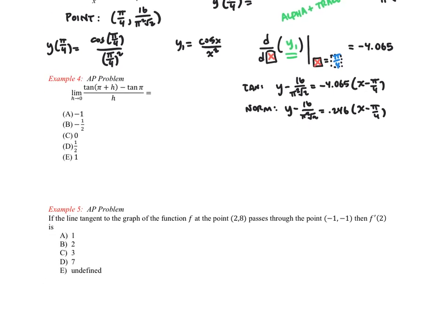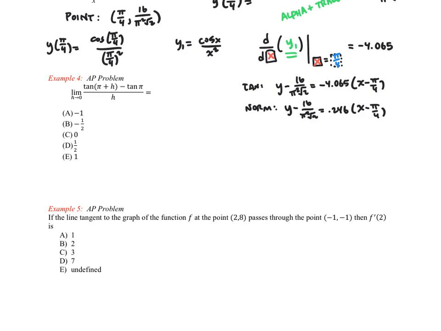Okay, example 4. Let's work with this one. Ooh, we got a limit, and this is the limit definition of the derivative. This is f prime at pi. Can you see it? Can you dig it? Right?